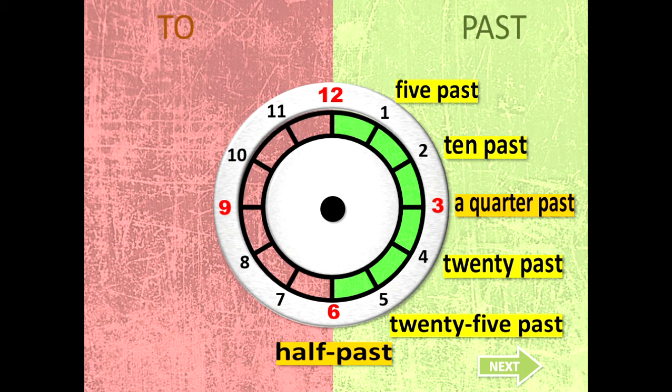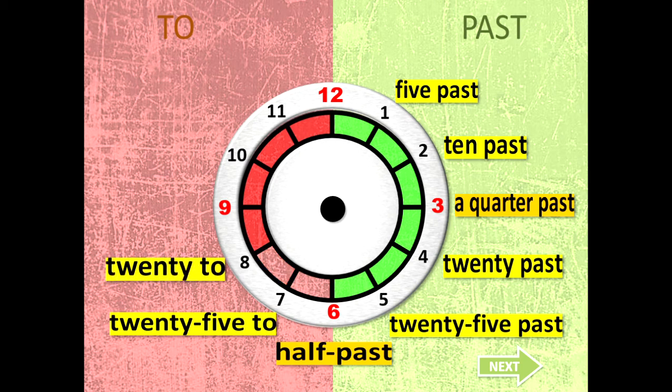And for this side, for number seven, it means you have to say how many minutes are left before the time. So for number seven, how many minutes left? 5, 10, 15, 20, 25. So you can say 25 to 2. It means 25 minutes before the time. For number 8, you can say 20 to. It means 20 minutes left before the time.